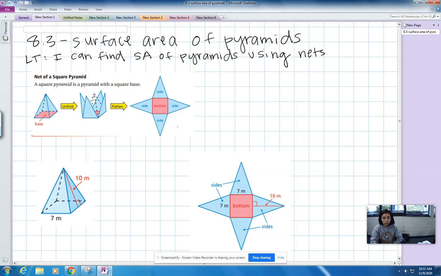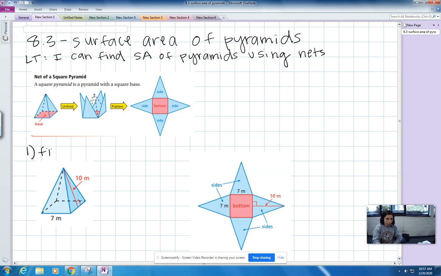So we are going to be finding the surface area. We're going to find the area of all the triangles and the square on the bottom. We will add them all up, and that is our surface area. Again, I will be providing you the nets, so you do not have to draw them.